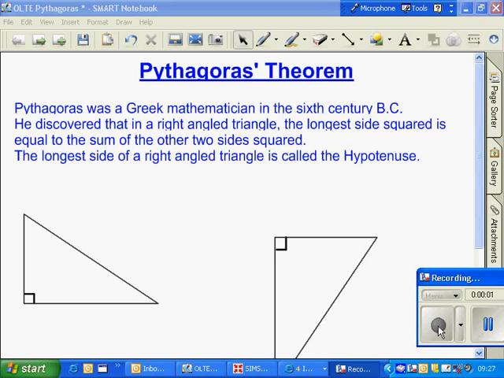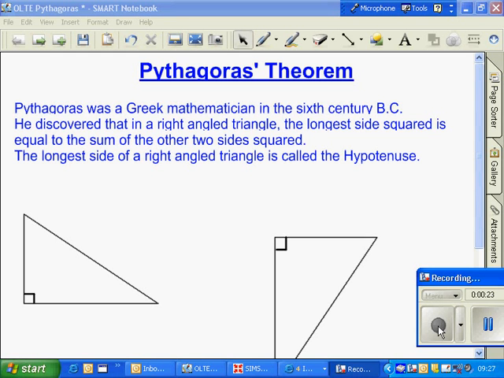In this lesson we're going to be looking at Pythagoras' theorem. Pythagoras was a Greek mathematician in the 6th century BC. He discovered that on a right angled triangle, the longest side squared is equal to the sum of the other two sides squared. Now, that may not make an awful lot of sense right now, but hopefully later on it will. The longest side of a right angled triangle is called the hypotenuse.